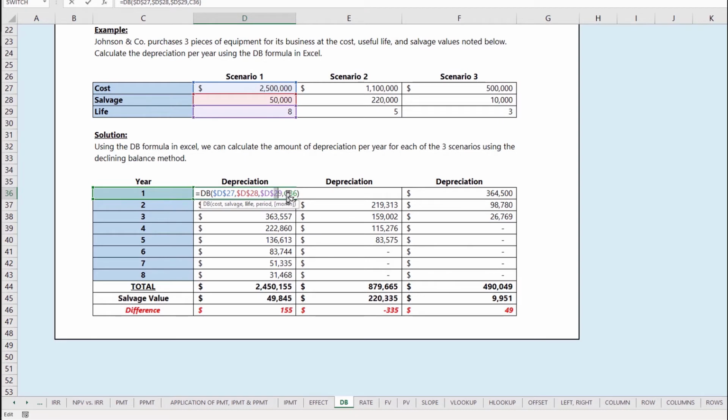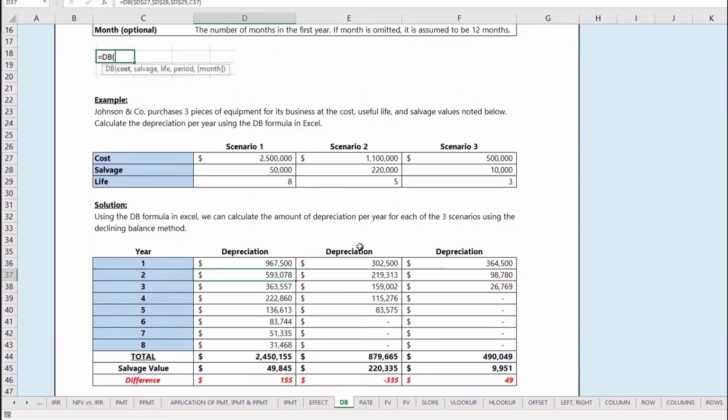And for period, we put in 1 because that's the first year that we want to calculate the depreciation. We don't put in month because that's an optional field. And in this case, we want to assume 12 months per year. If we press enter, we can see that the depreciation for the first year is $967,500.